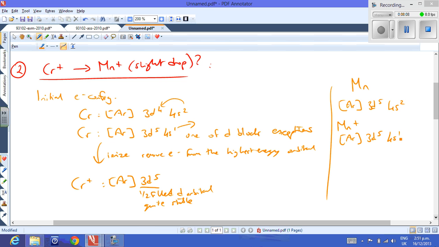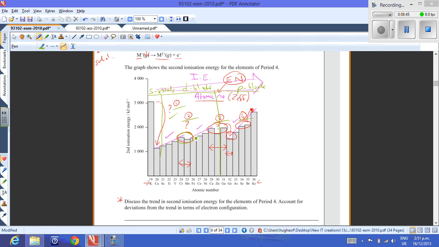So the situation here is that you're trying to remove an electron which is further from the nucleus, and it's in a smaller orbital. An s orbital is smaller than a p, and it's only half filled, which is not, well, a half filled s orbital is not as stable as a half filled 3d orbital, but the main difference is that it's in an energy level which is further from the nucleus, therefore easier to remove that electron. So that should account for that drop in energy right there.